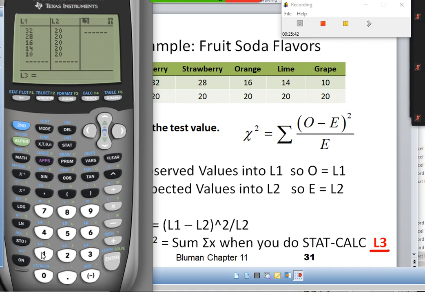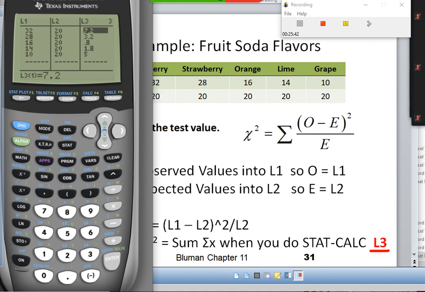Parentheses, second L1. If you don't put the parentheses, you're going to get something totally wrong. Minus second L2, and you should use the subtraction sign here, don't use the negative sign. End parentheses, raised to the second power, so caret, 2, divided by second L2. If it doesn't look exactly like this, if you forget the parentheses, then you're going to have big trouble and it won't be right. As soon as I hit enter, it's going to calculate all those at once. So boom, that's all those individual values.